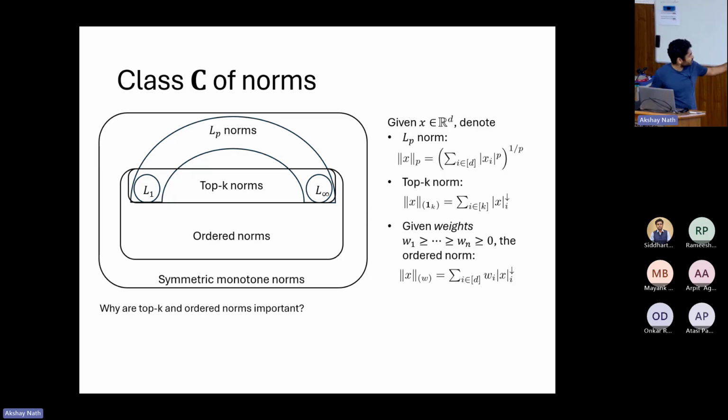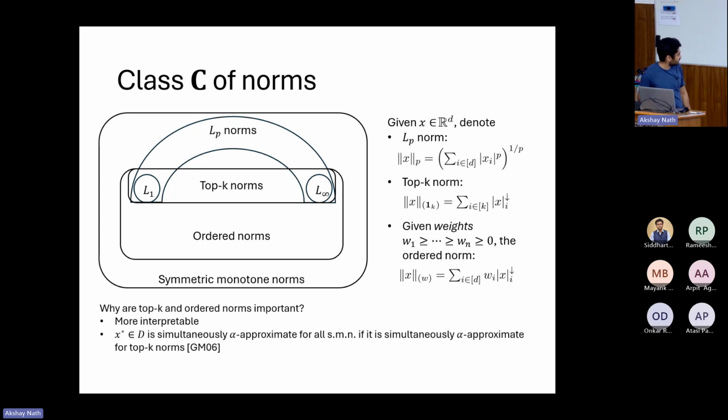So why should we even study top k and ordered norms? Why not be happy with LP norms? One of the important issues that comes up, and we started with LP norms, was that when we spoke to anyone who's outside theoretical computer science, they would say, but what does an L2 norm mean? Or what does an L3 norm mean in terms of fairness, right? So top K norms are much more interpretable, ordered norms are much more interpretable. This is one practical reason, but there are more theoretical reasons too.